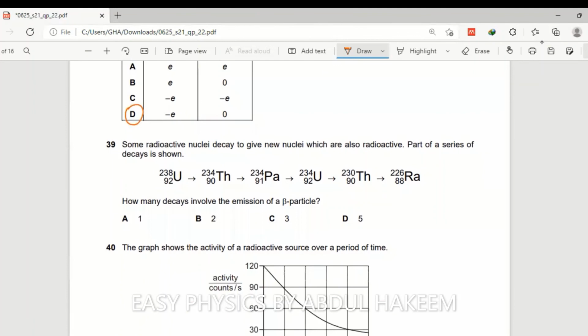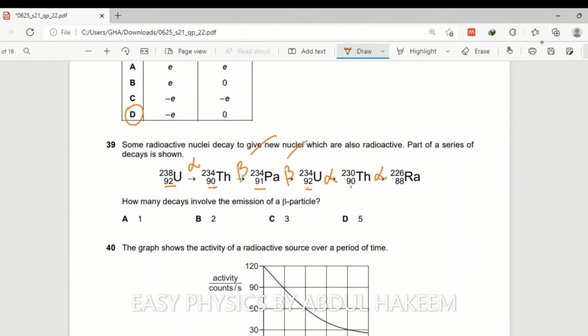And then some radioactive nuclei decay to give new nuclei, which are also radioactive. Part of the series of the decay is shown. So look, 92 converted into 90, so alpha emission. 90 to 91, so beta here. And 91 to 92, again beta here. 92 to 90, alpha here. And 90 to 80, alpha. So 2 beta and 3 alpha.